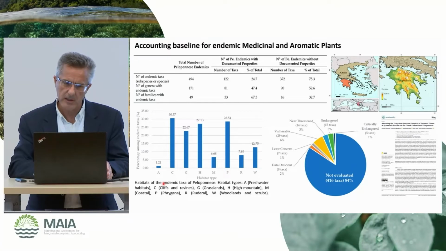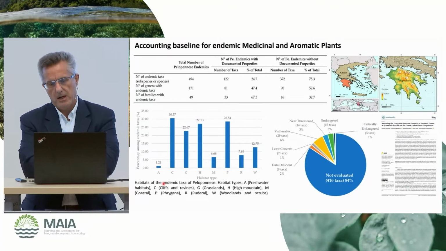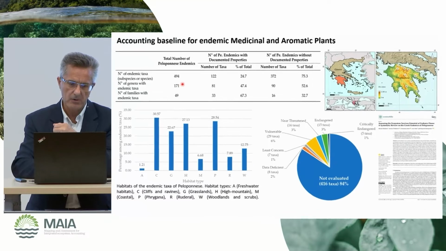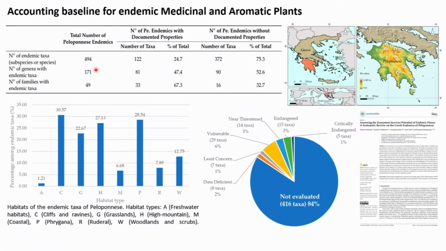Then the last thing we did was to test it on the endemics of Peloponnesus, which are almost 500, as you see here. We tried to create a baseline for accounting of the medicinal and aromatic plants. These are useful plants in the wider sense, and that's why we tried to find out how many of the endemics of Peloponnesus have documented properties, and how many are without documented properties. Of course, we have assigned each endemic to the different habitats and ecosystems, and how many of these endemics are in one of the IUCN threatened categories.